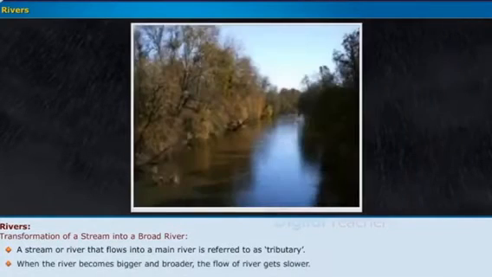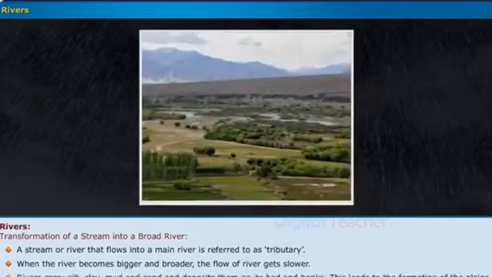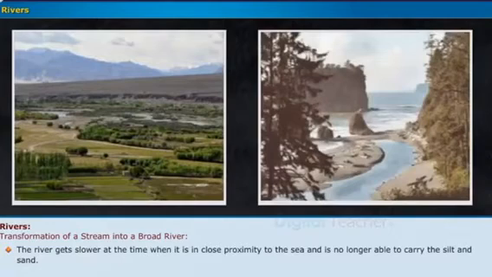When the river becomes bigger and broader, the flow of the river gets slower. Rivers carry silt, clay, mud, and sand and deposit them on its bed and banks. This leads to the formation of the plains. The river gets slower at the time when it is in close proximity to the sea and is no longer able to carry the silt and sand.